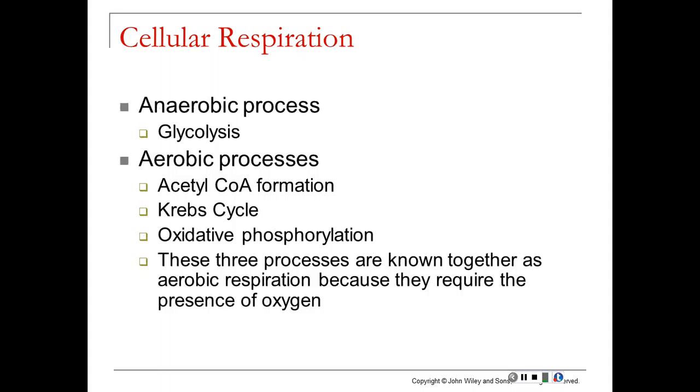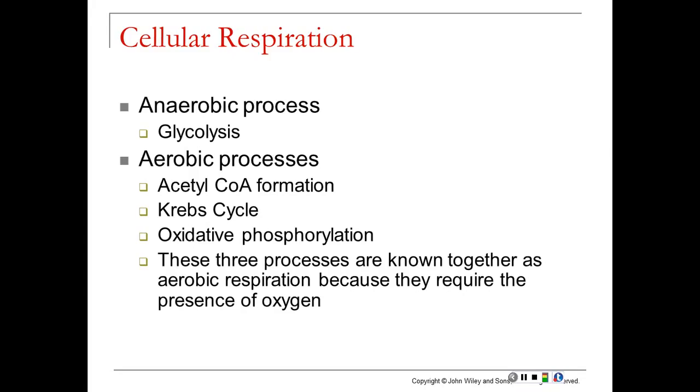That's the piece that does not require oxygen. That's when the glucose molecule comes in the cytoplasm, it's converted into 2 pyruvic acid molecules, it yields 2 ATP molecules. Aerobic processes include the formation of acetyl-CoA. Acetyl-CoA will enter the Krebs cycle.